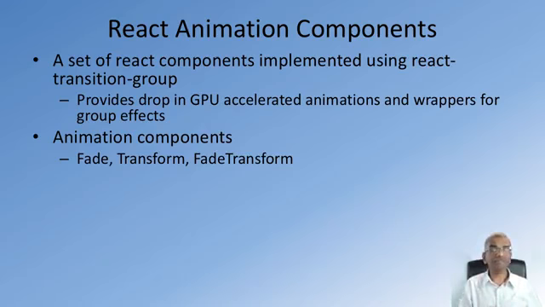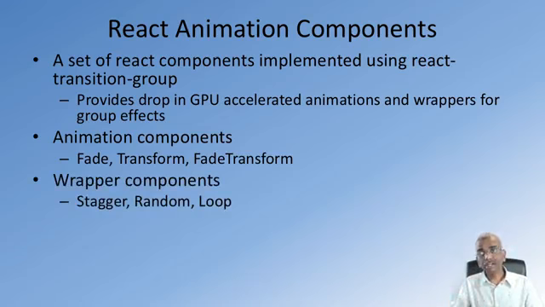Now, the animation components that are supported by the React Animation Components include fade, transform, and fade transform. So you can apply the fade component to do a fade on a React element, fade in or out. You can do transform to transform the component, X and Y transforms on the component, or the size and so on can be controlled by using the transform component. And fade transform allows you to do both fade and transform together at the same time.